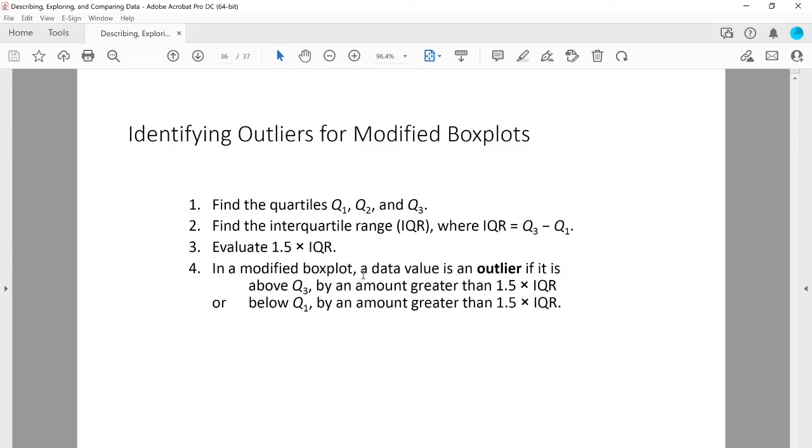In a modified box plot, a data value is an outlier if it is above Q3 by an amount greater than 1.5 times IQR. So we can use the modified box plots to find out the outlier, and this is the process to find out the outlier. So anything below Q1 by more than 1.5 times IQR, and anything above Q3 by more than 1.5 times IQR, they are called outliers.